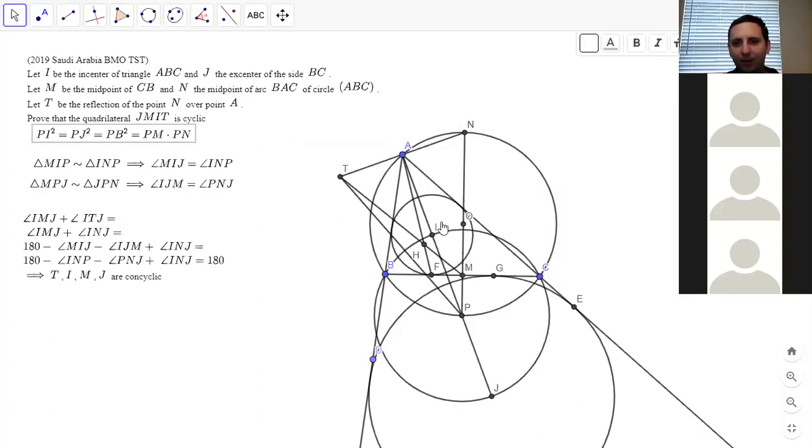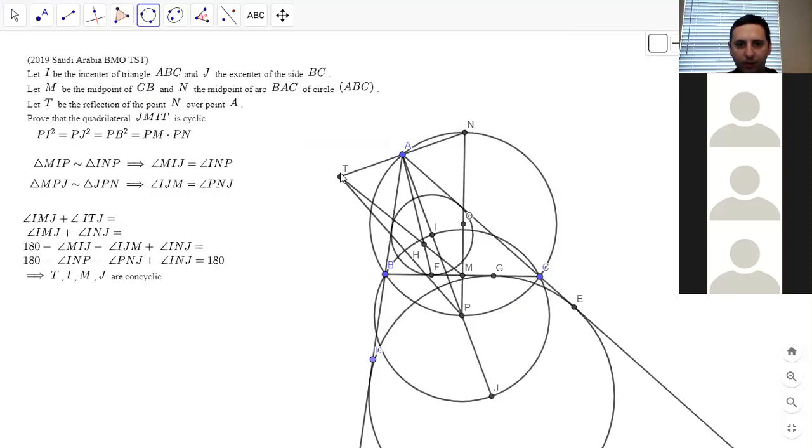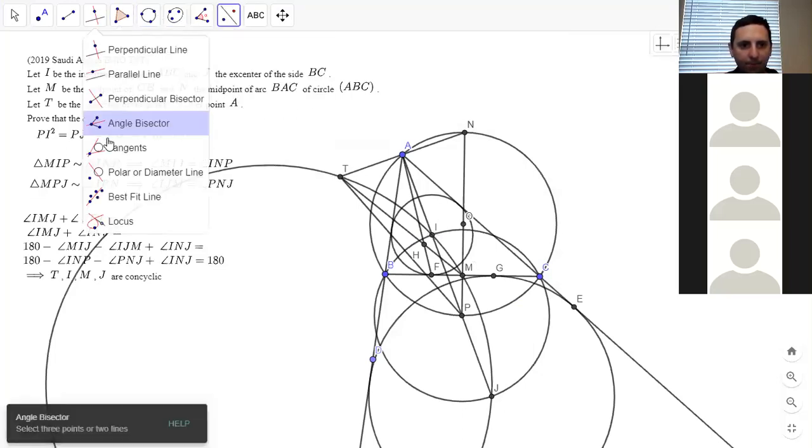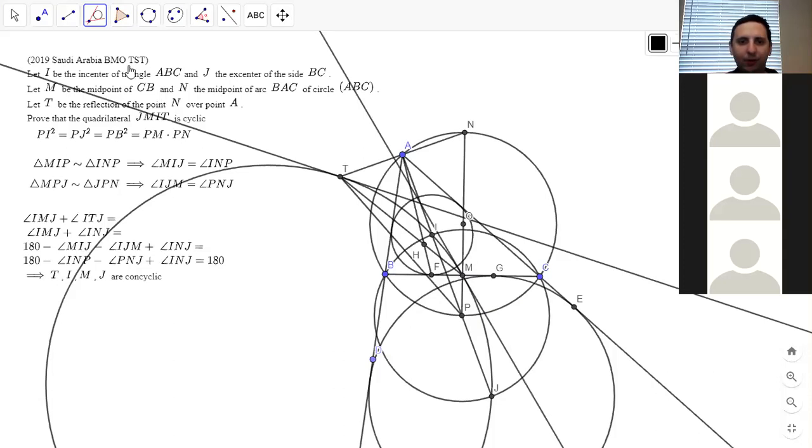Really nice. All right, is TMIJ harmonic, or TIMJ? Is it a harmonic quadrilateral? Let's check. This would be interesting. If we draw the tangents at T and M, let's see if they meet on AI. Looks like they do. That's interesting.